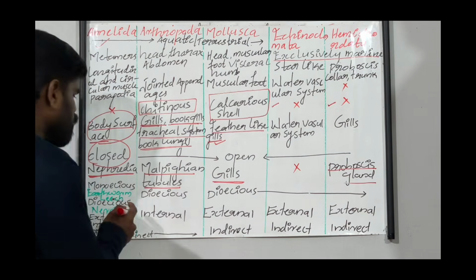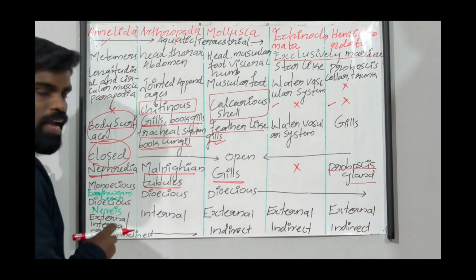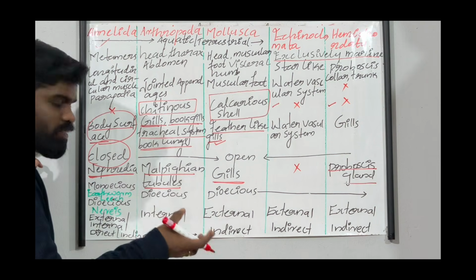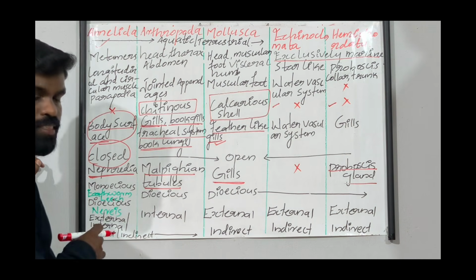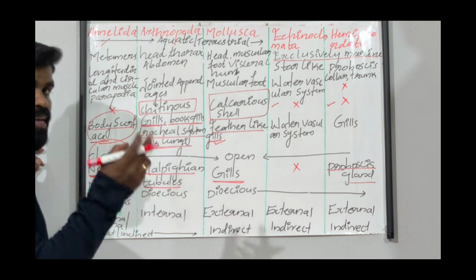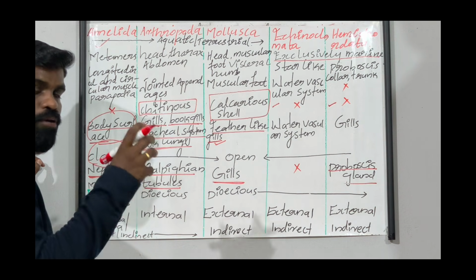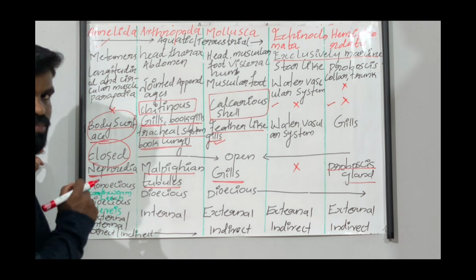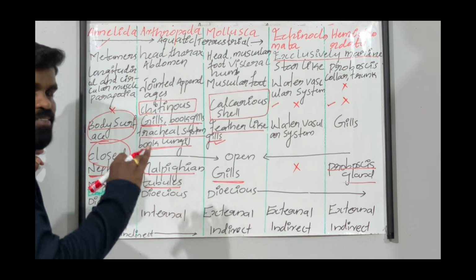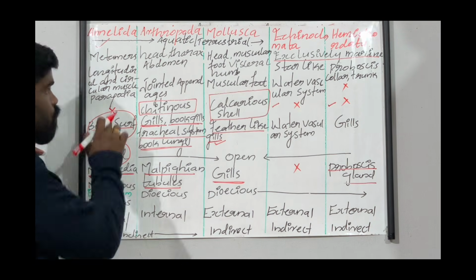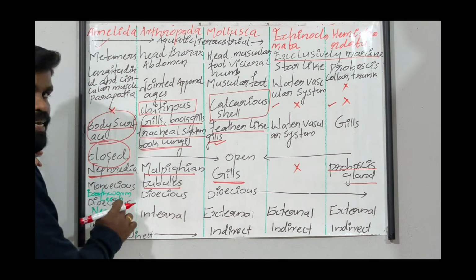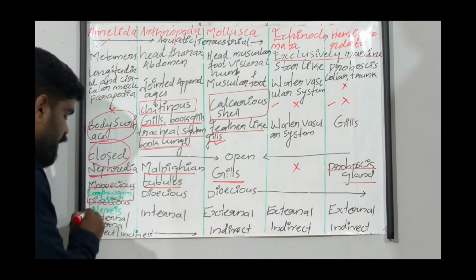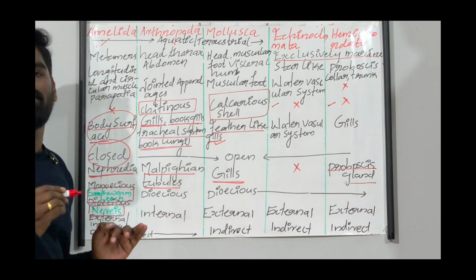Now, next, Annelida. Some of the annelids are monoecious. For example, earthworms and leech are monoecious, which means male and female reproductive organs are present in the same individual. Nereis is dioecious, so the male and female are separate. So in Annelida, earthworm and leech are monoecious, very important, and Nereis is dioecious.